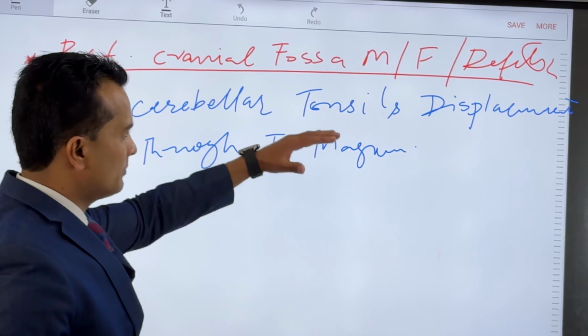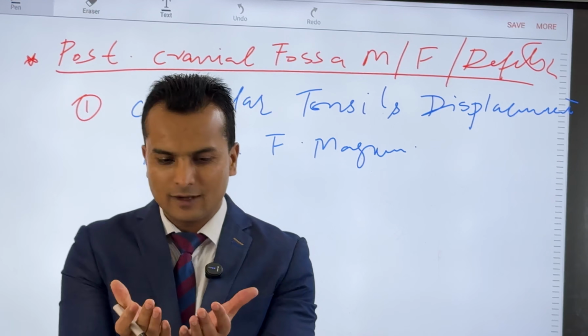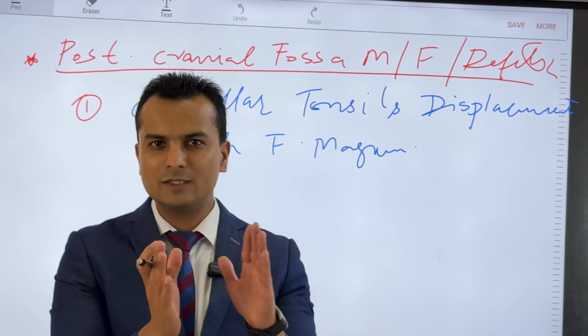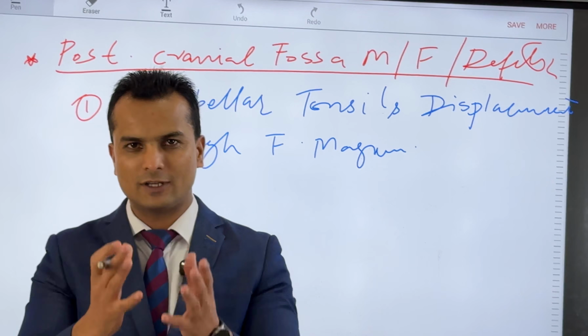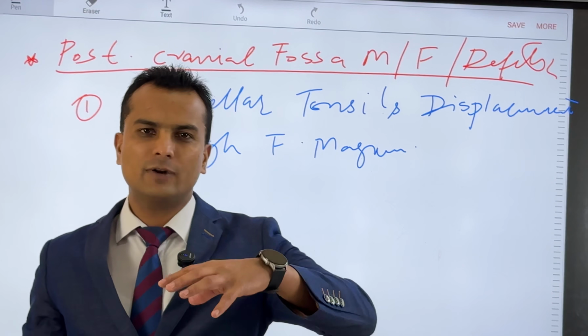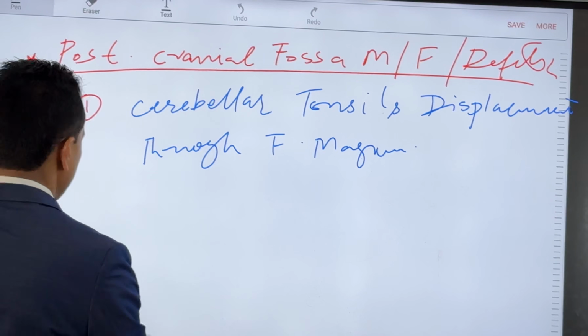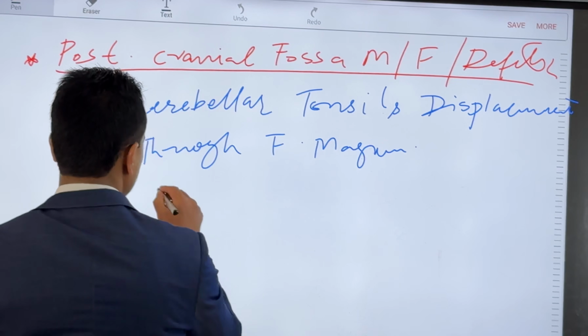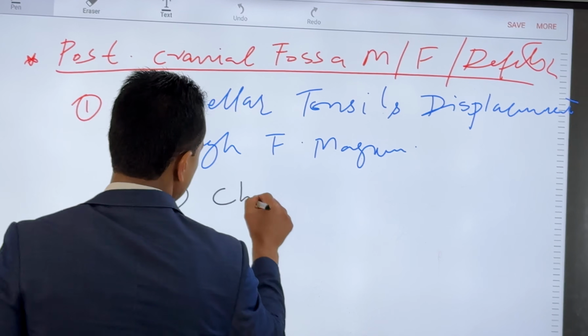Normally, there is no displacement of cerebellar tonsils. Cerebellar tonsils are sitting in the posterior cranial fossa. So, if there is displacement, herniation, or protrusion of these tonsils through that opening, it means this is a posterior cranial fossa malformation. This type of defect is called Chiari 1 defect.